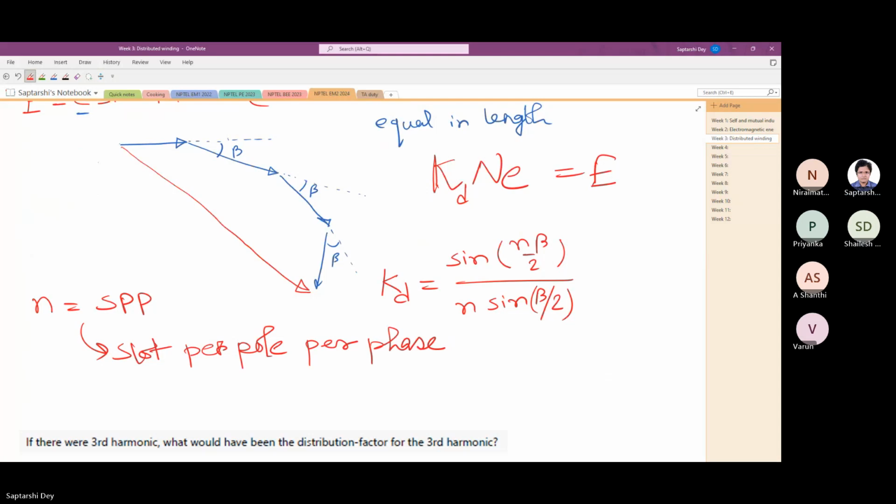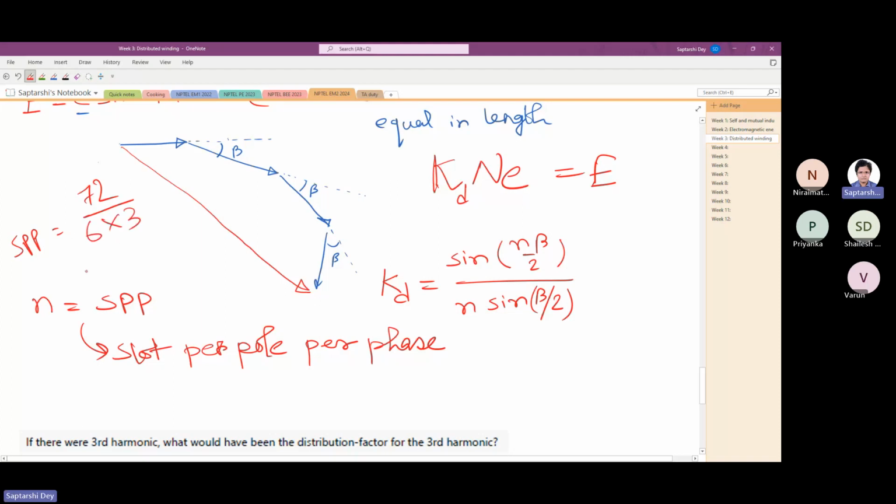So in this case, what is SPP? 72 slots, 6 pole, 3 phase machine, so 4, and beta is 15 degree. So we know n equals 4, beta is 15, and yes, known. So if you calculate from here, you will get KD as 0.9577.